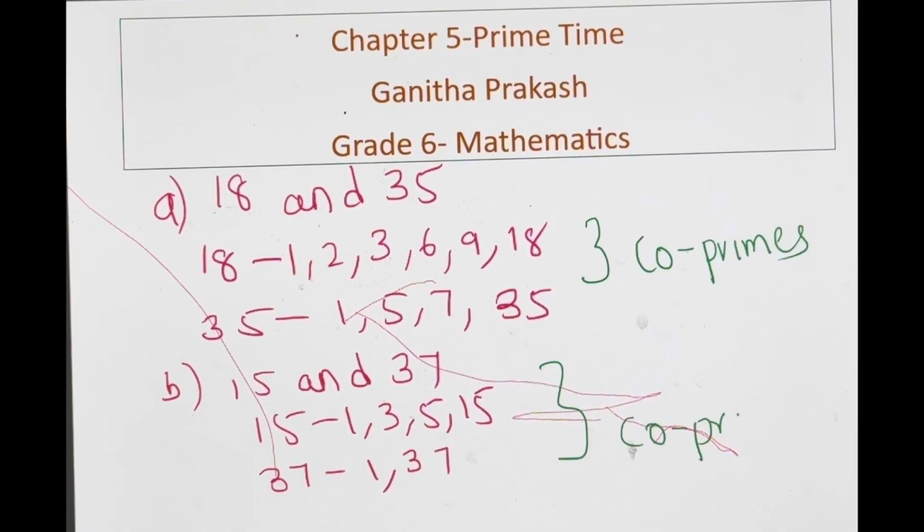Co-primes. So 37 is a prime number, so it will have only 2 factors. Correct?